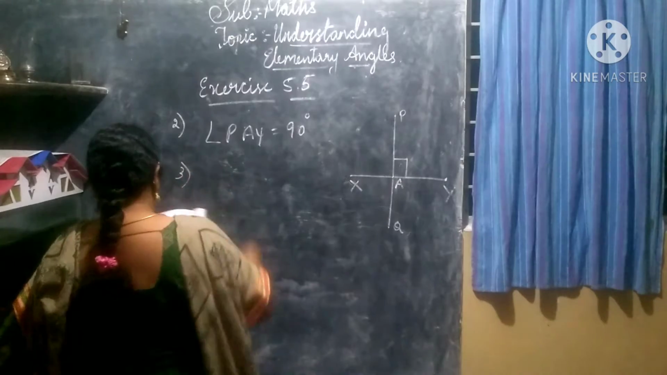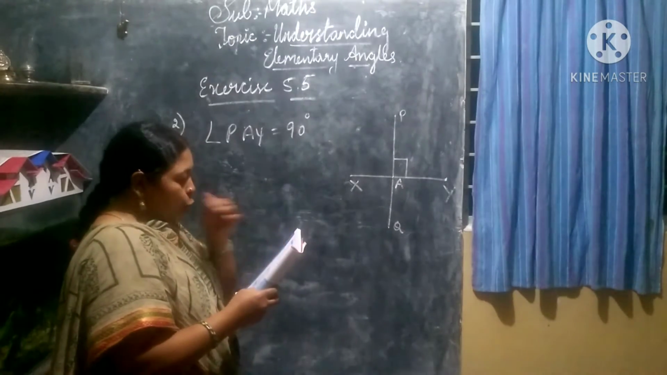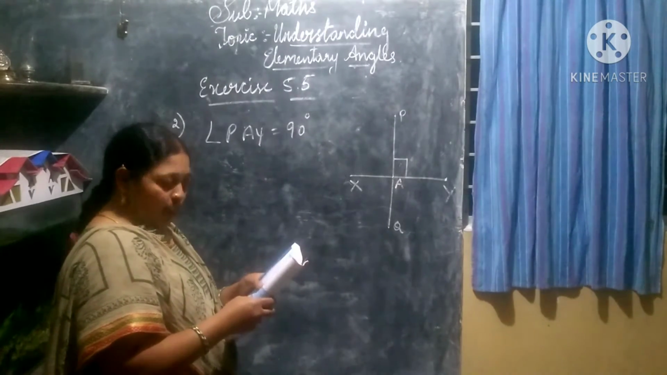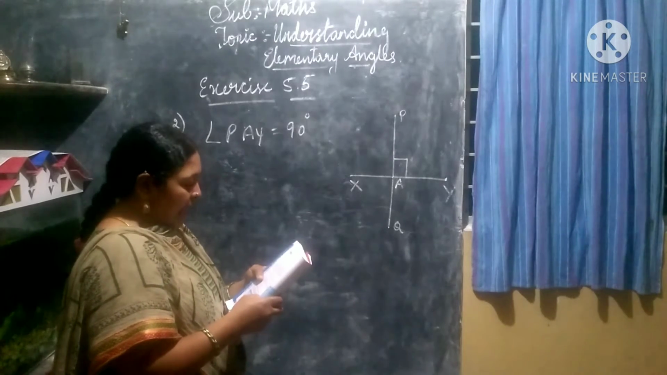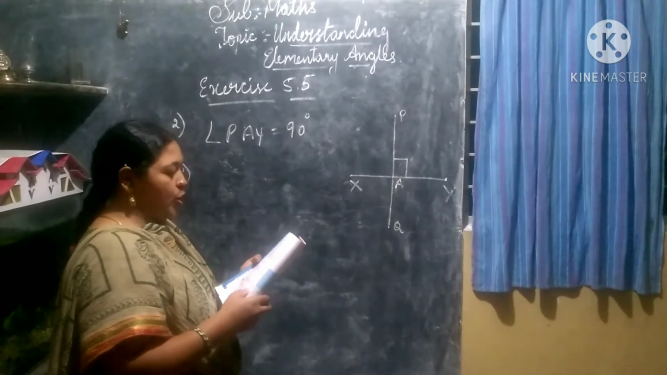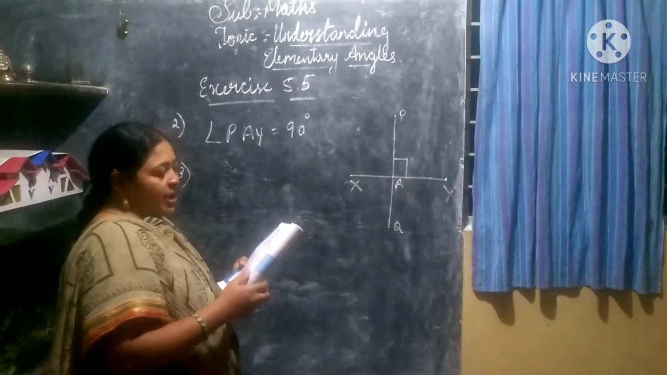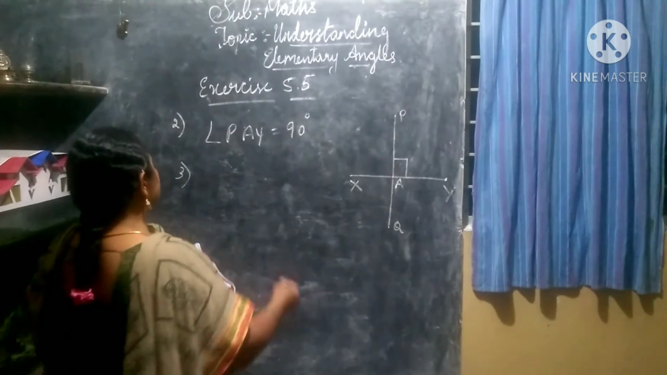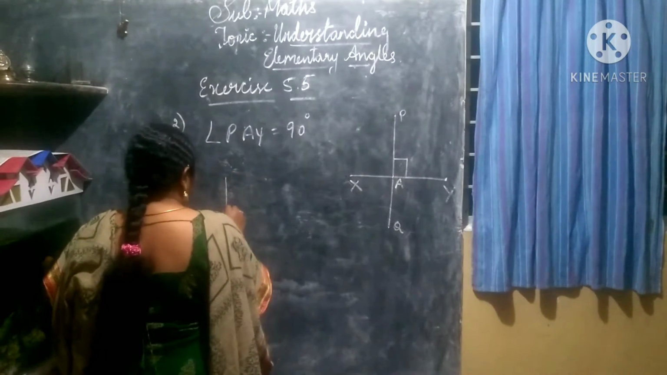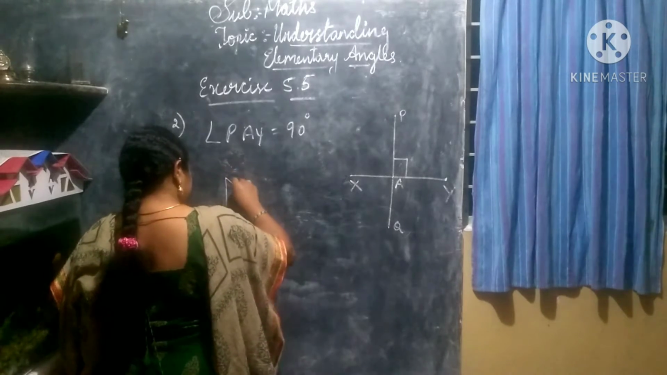Third one: there are two set squares in your box. What is the measure of the angle that is formed in the corners? Do you have any angle measure in common? If you take the set square, we have some set squares like this, isn't it?